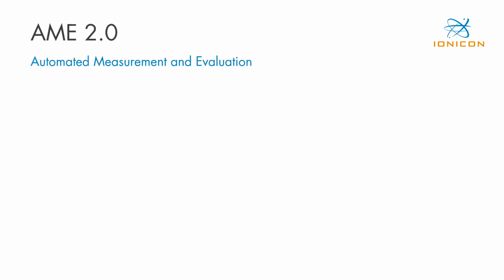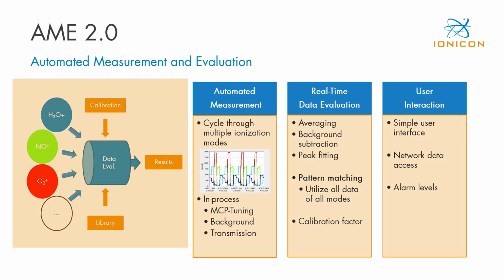The VOCentinel system is operated by our AME software. AME stands for Automated Measurement and Evaluation. The software automatically gathers the complete chemical information by cycling through the multiple ionization modes. AME measures fully automated with detector tuning, background determination, and transmission correction. Real-time data evaluation is achieved by on-the-fly peak fitting, automated signal averaging, background subtraction, and most importantly, a sophisticated pattern matching algorithm that minimizes chemical interferences.